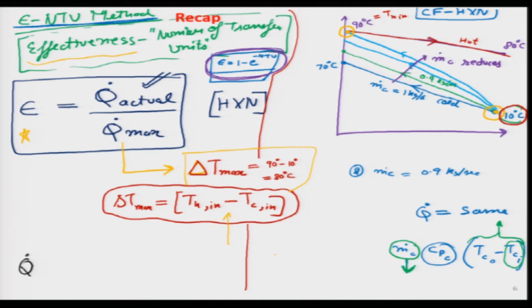So, that happens to be, in our set of examples that I have taken over here, the temperature difference between the hottest and the coldest inlets of the fluid. In this case we had taken the hot oil entering at 90 degrees and cold water entering at 10 degrees. So, we can immediately see that is the maximum temperature difference that is possible.